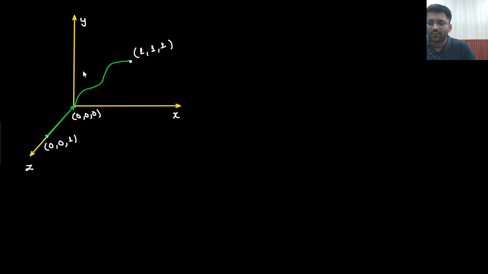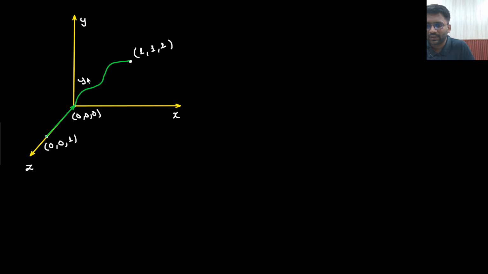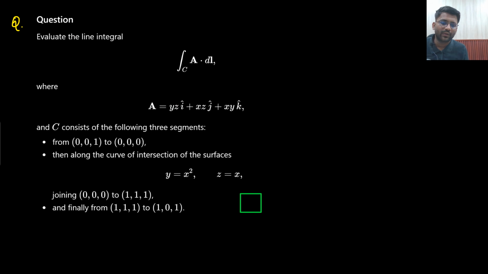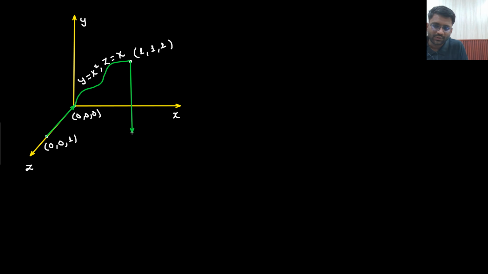Which is given as y equals x square, z equals x. And then from 1,1,1 to 1,0,1. From here to 1,0,1, you reach this point.